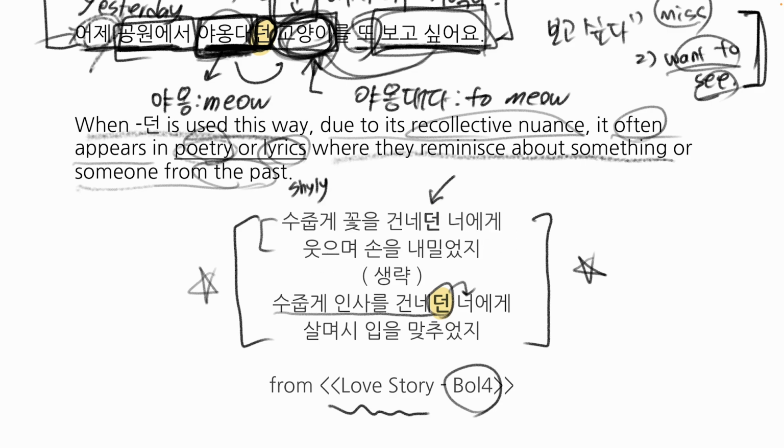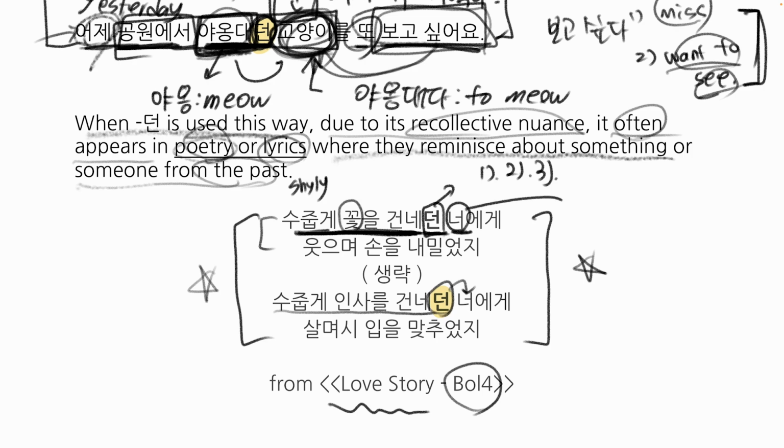So this 건네던 doesn't necessarily mean one of the 1, 2, 3 meaning that we covered, but it's more a past action that happened, the past one-time action that you did. So this can be interchangeably used with 건넨, with the past tense modifier, 니은, 은, a verb, right? So 수줍게 꽃을 건네던 or 수줍게 꽃을 건넨 doesn't make major difference in meaning. However, 수줍게 꽃을 건네던 너에게 has a more endearing feeling because of the recollective nuance it has compared to 건넨.